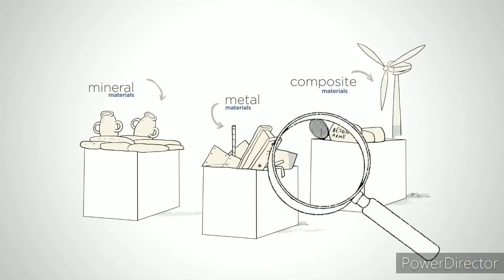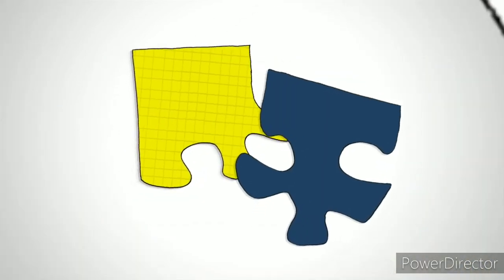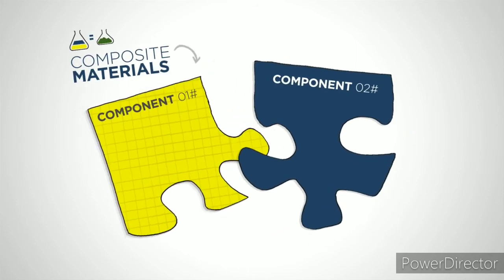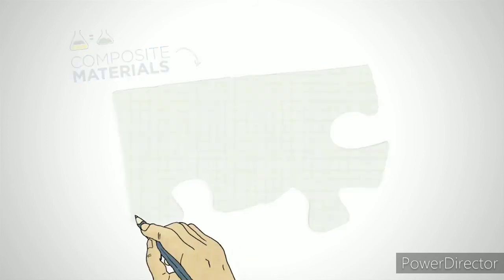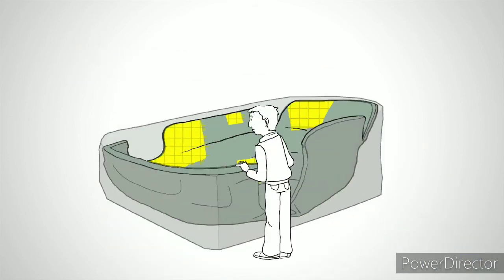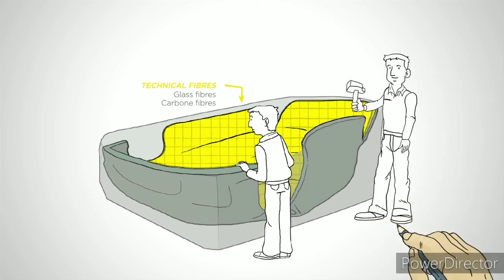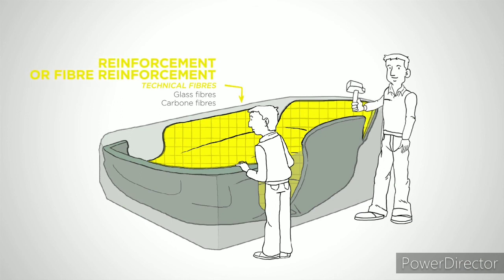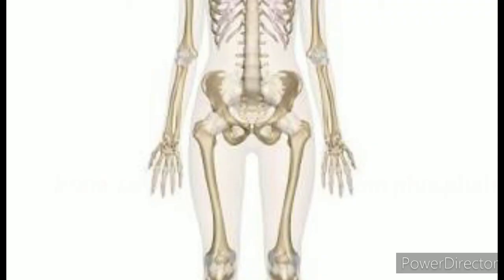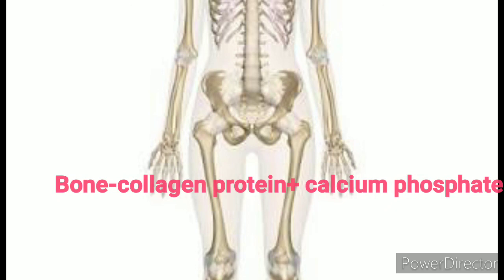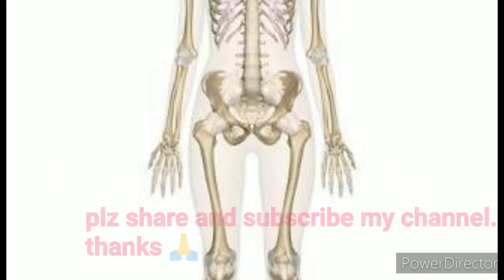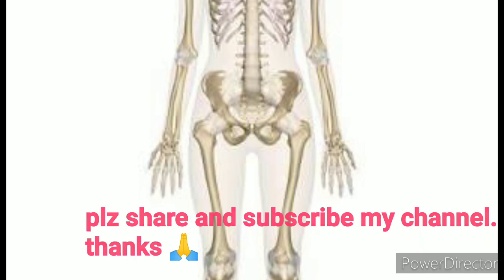Composite material: when two different components are added together you can form a composite material, right? Of course there are two different components, but their properties complement each other. I can take an example of composite materials, like technical fiber, which is made of glass fiber and carbon fiber, and is used to reinforce substances. Here is another composite material, that's going to be your bone, right? How is the bone made? Bone is basically made of collagen protein and calcium phosphate. So we call bone a composite material because it is made of two substances.